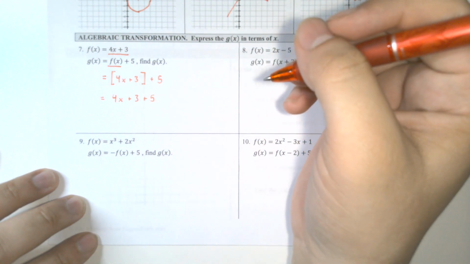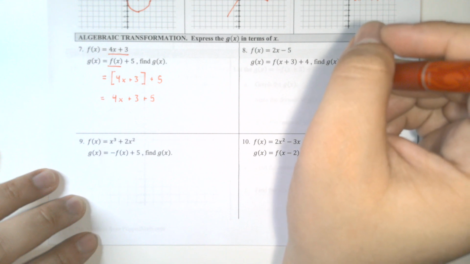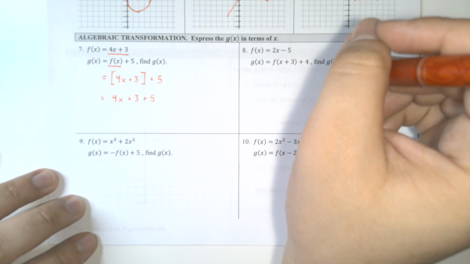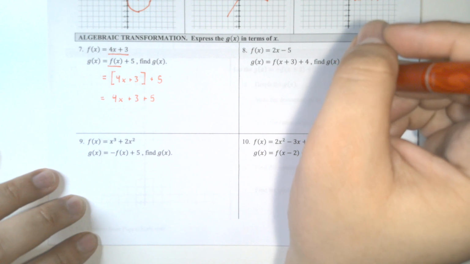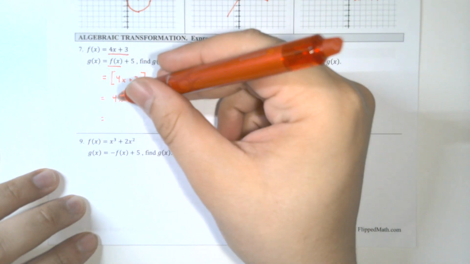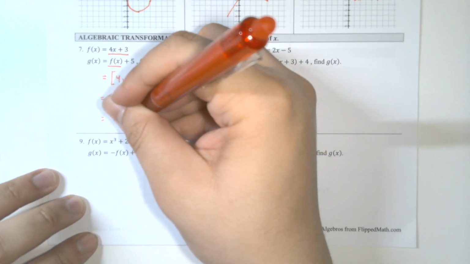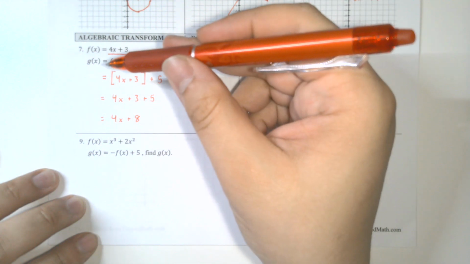It's better to have too many brackets than not enough, because especially once we get to more complicated transformations, like we'll see in 1.12b, it'll be kind of necessary to use brackets. In fact, I have a slightly different approach than I taught in the lab that I would like to use. But we have 4x plus 3 plus 5. That's just going to give us 4x plus 8. And so this is g of x.